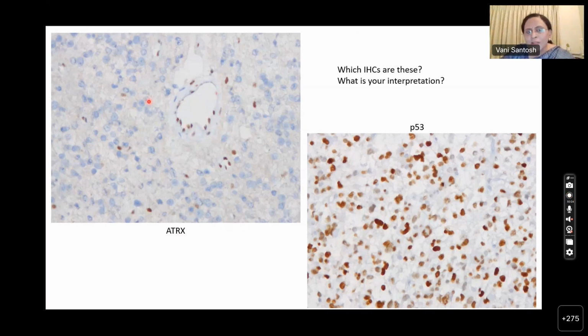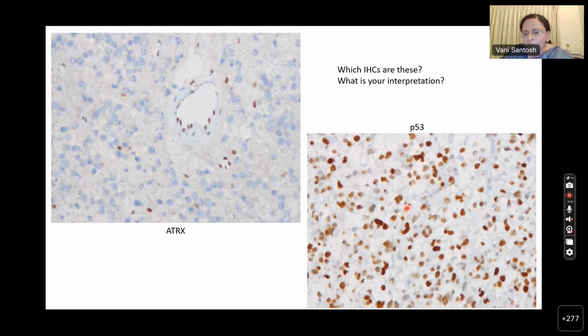But you must see that there are all these internal controls. The blood vessel, you see this blood vessel? Endothelial cells are positive. Some native glial cells, there will be some native glial cells in the brain, isn't it? They will be positive. Neurons will be positive. If you have some tumor infiltrating lymphocytes, they will be positive. So you should look at the internal control. This is very important because it will also tell you that your stain is working. If you see a negative stain, it may be that your stain didn't work at all. So it tells you that your stain is working, and this is the loss of ATRX expression.